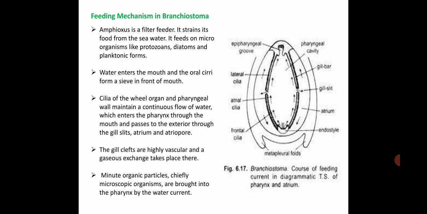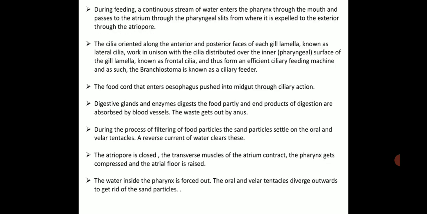These gill clefts are highly vascular and gaseous exchange takes place there. Minute organic particles, chiefly microscopic organisms, are brought into the pharynx by the water current. During feeding, a continuous stream of water enters the pharynx through the mouth and passes to the atrium through the pharyngeal slits, from where it gets expelled out through the atriopore.